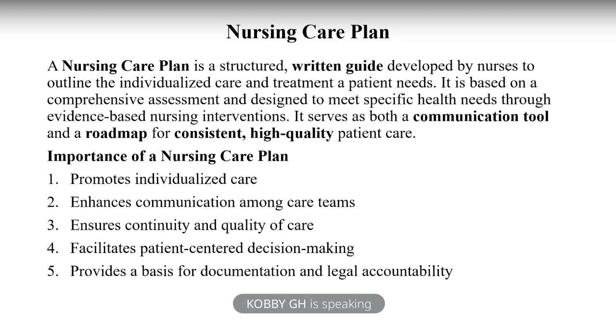Is that okay? Good. So the nursing care plan is like a written guide that is developed by nurses to outline the individualized care and treatments that a patient needs. You are writing something down, stating the problems of the patient, the objective of the patient, and then the treatments or interventions you think the patient will need. So the nursing care plan is just a document, but in coming up with that document, you use the nursing process approach.